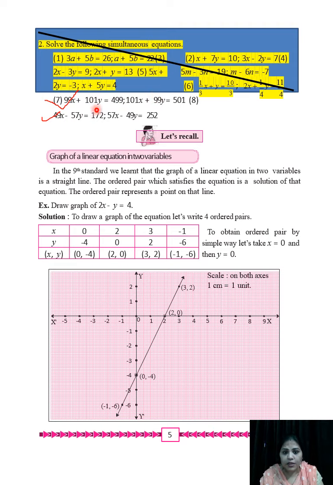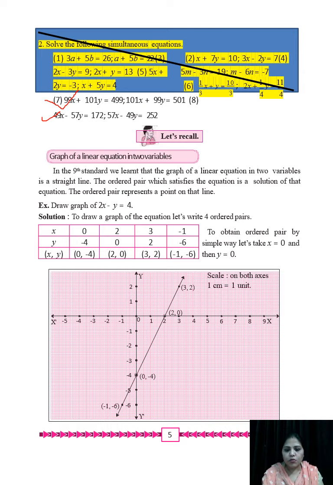See the sum 99x plus 101y is equal to 499, and the second equation is 101x plus 99y is equal to 501. It means what? We have to first add the equations, then subtract, so that we get 2 more equations, and then we can directly solve the sum for x and y. Such sums can be asked, but such direct sums will not be there now. So cancel the first part; the 7th and 8th sums are there.